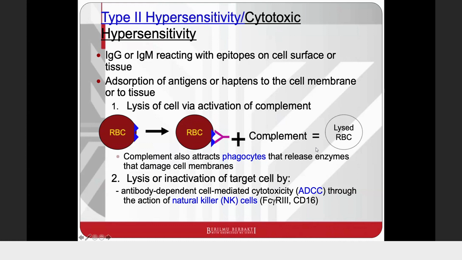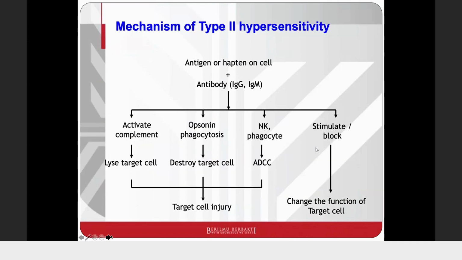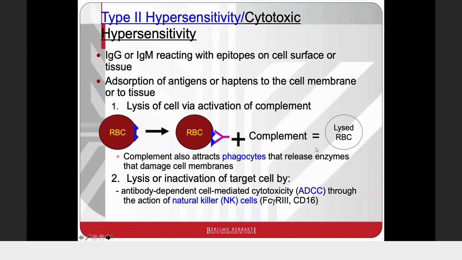This is through the MAC pathway, remember, membrane attack complex. Complement can also act as opsonin, so it will attract phagocytes like macrophages that will engulf the RBC. Other than that, because there is an antigen-antibody complex, it will activate the action of natural killer cells through antibody-dependent cell-mediated cytotoxicity. So I hope you still remember NK cells. Let me try to draw.